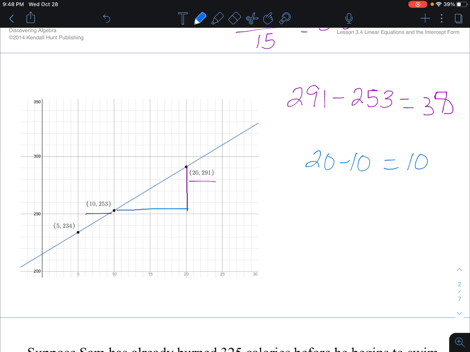And you can see that slope triangle that we mentioned before. Here is our slope triangle. 38 is this vertical change, and 10 is my horizontal change. Okay? And then when I put those together, we get 38 over 10, which is the same as 3.8. So 3.8 calories per minute, or per 1 minute. That is my rate of change. That is also the slope of this line. It is the steepness of the line.